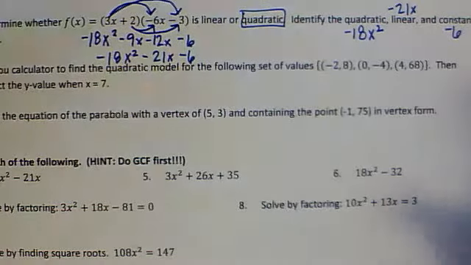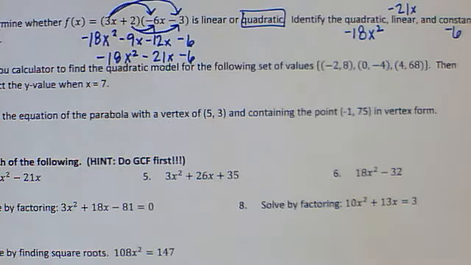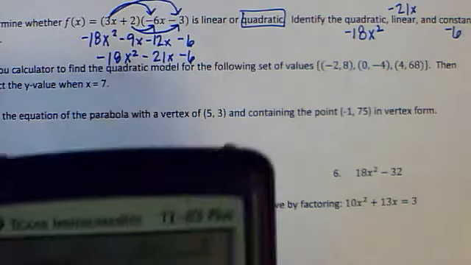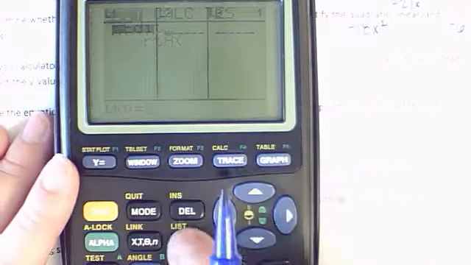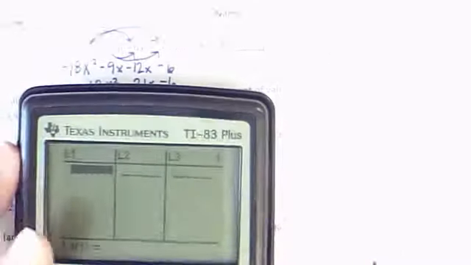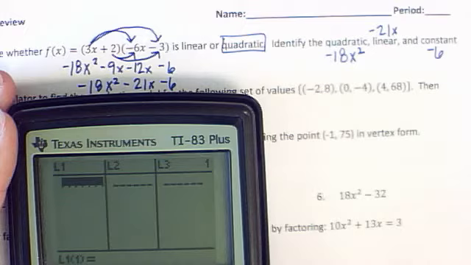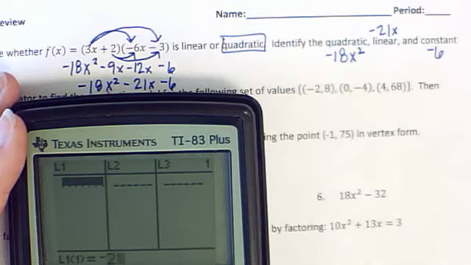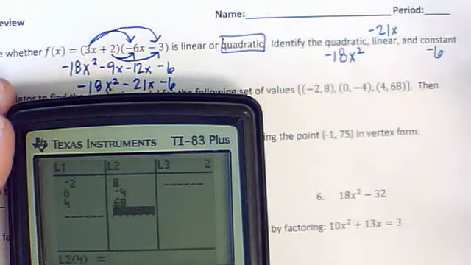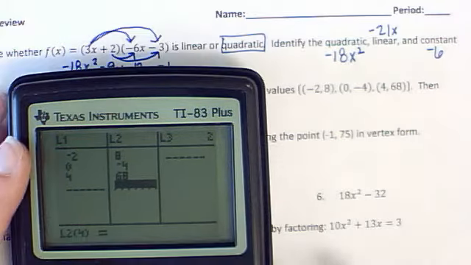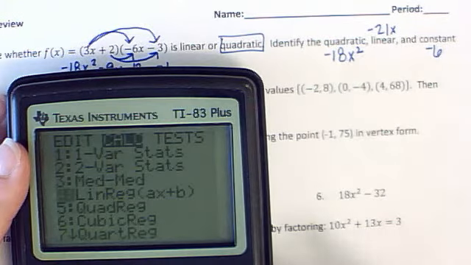Okay, number 2, you're going to be using your calculator and you want to find the quadratic model. So basically, I want to find the equation that matches those points. If you don't remember how to get to this, you're going to go to Stat, Edit, and I'm going to put these values in my list 1 and list 2. X values in list 1, Y values in list 2. So negative 2, 0, 4, 8, negative 4, 68. So there's my values. Okay, then I'm going to go back to Stat, over to Calc, and I want to do quadratic regression, so number 5, because it's a quadratic model.